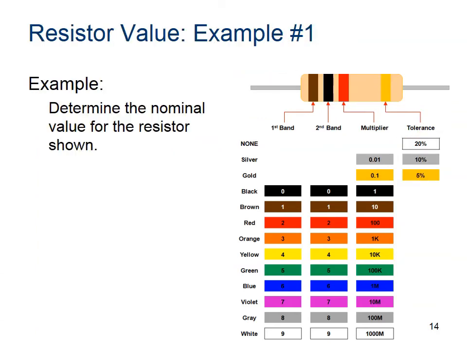So in this example, my little cartoon at the upper right has 3 bands and it has a tolerance band. So if I look at the first band, that's brown. So I go down and find brown and that's a 1. Second band is black and that's a 0. So I have a 1 and a 0, that's 10. Then I have a multiplier that's red. So I have 10 times 100, or that's 1,000. And then I go to my tolerance band, and it is gold. It only comes in gold or silver, or there's nothing there.